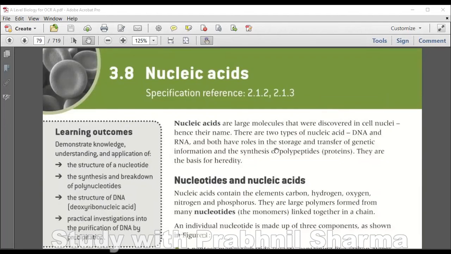Basically, DNA is mainly used for the storage and transfer of genetic information from one generation to other generation, and RNA mainly works in the formation, or you can say the synthesis of proteins, that is polypeptide. They are the basis of heredity. Heredity means the structural changes or any other thing which we are getting from our ancestors, or you can say the things which are passed from one generation to other generation. So these all are done with the help of DNA and RNA.